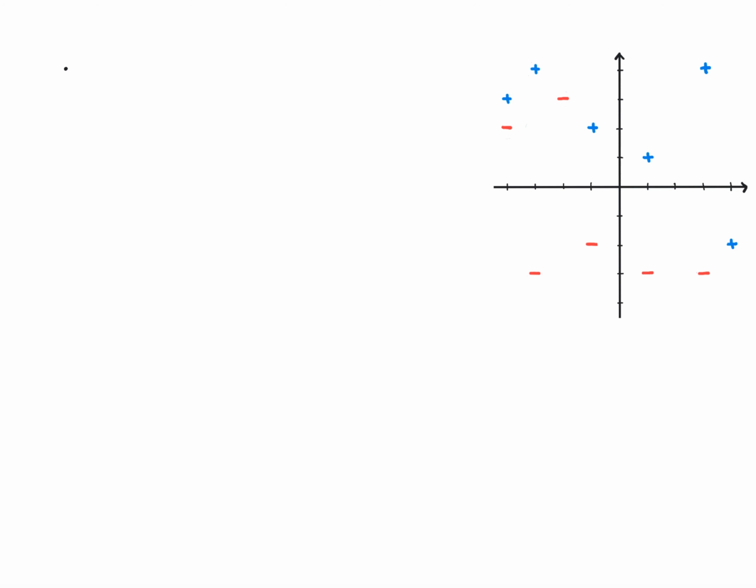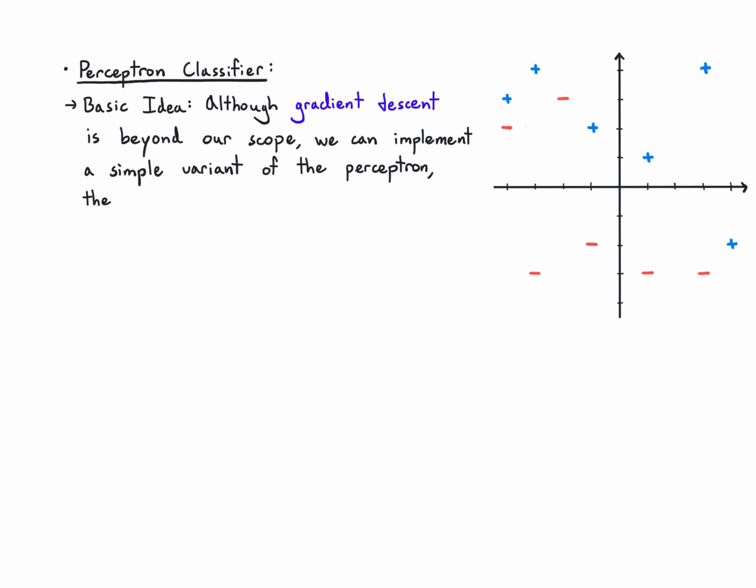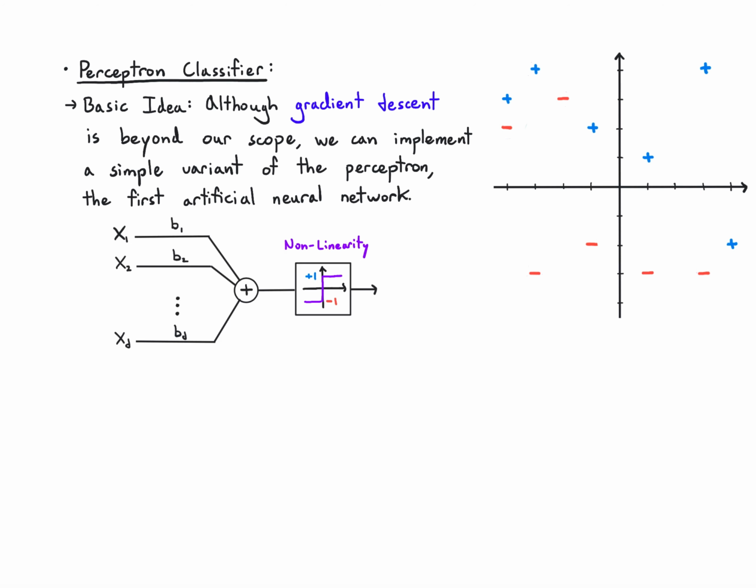Just to give you an idea of how this works, let's look at a really simple example, which is the perceptron. As I said, gradient descent is a little beyond the scope of this class just because we don't have enough time to cover it, not that you couldn't understand it. I'm just going to implement a really simple variant of the perceptron that doesn't use gradient descent. The reason I can do this is I can write the answer in closed form. And this is basically the first artificial neural network.